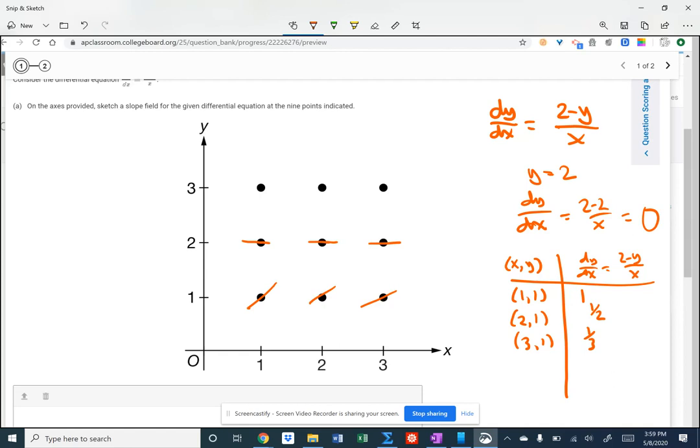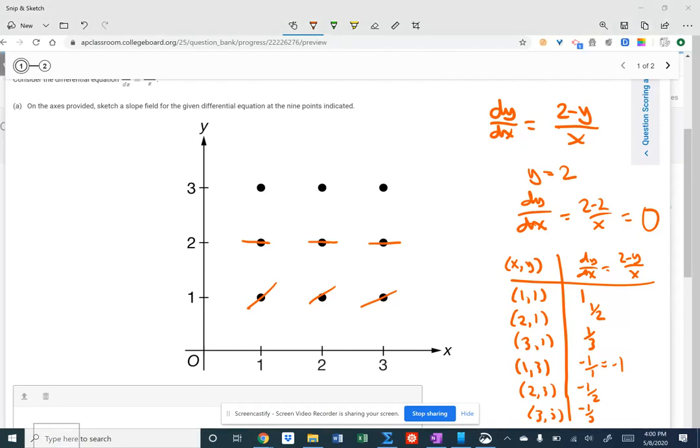Okay. Now we get to point 1, 3. That means I'm going to put 3 in for y. I'm going to write this down because I don't want to screw this one up. Negative 1 over 1, which is going to be negative 1. Then I'm going to plug in 2, 3, which is going to give me negative 1 over 2. And then I'm going to plug in 3, 3, which is going to give me negative 1 over 3. So now I've got negative slopes.